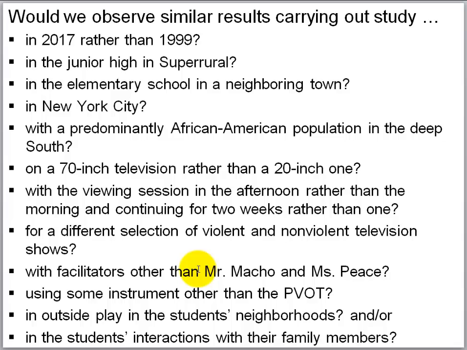Do the results generalize to facilitators beyond Mr. Macho and Ms. Peace? Would we get the same results if we used a different measuring instrument? We took our observations on the school's playground. Would we see the same results in play in the students' neighborhoods? And finally, we saw less violent behavior on the school playground. Would that carry over into the students' interactions with their family members?